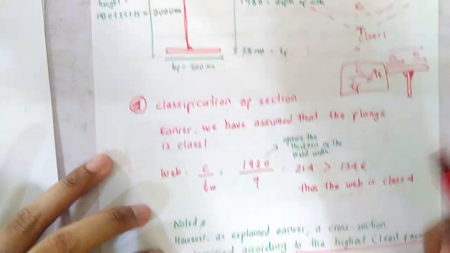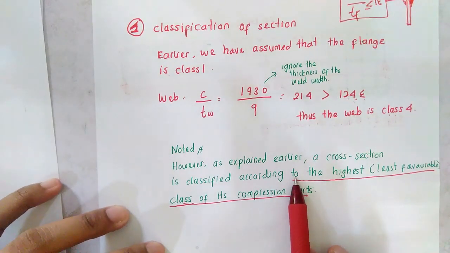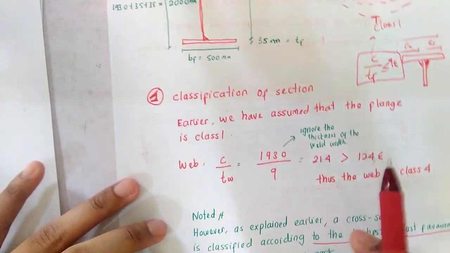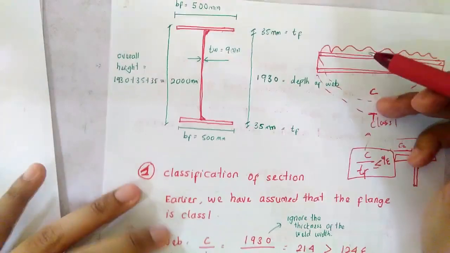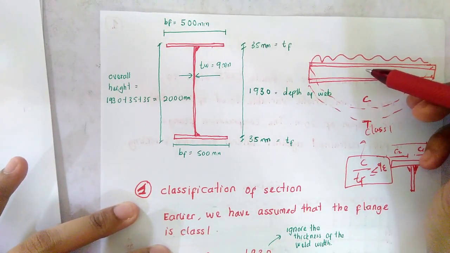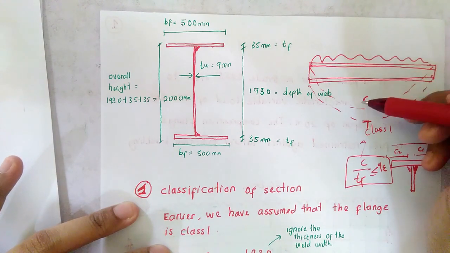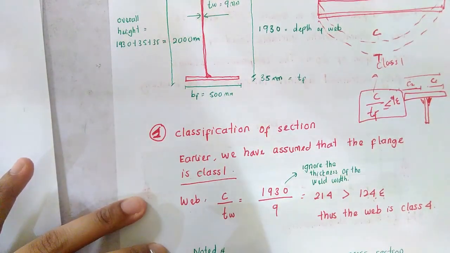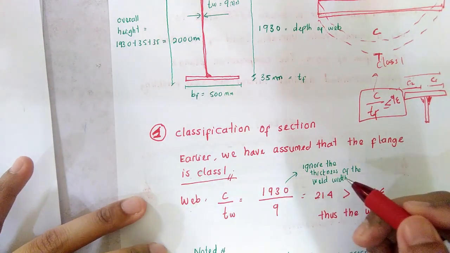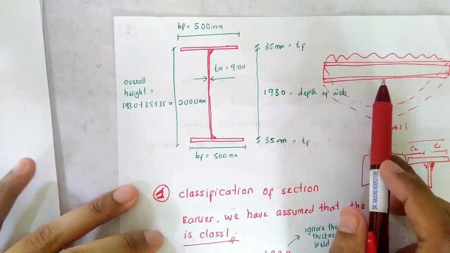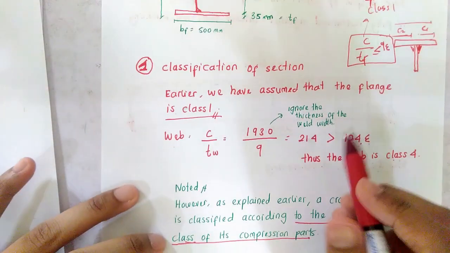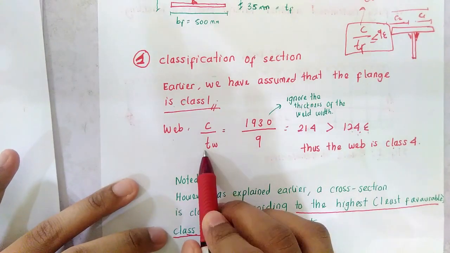Because it says the highest least favorable class of its compression parts, in this case the web is not resisting any compression. The web is not subjected to compression. So to classify this section, we will choose class 1, because the compression part is the flange.